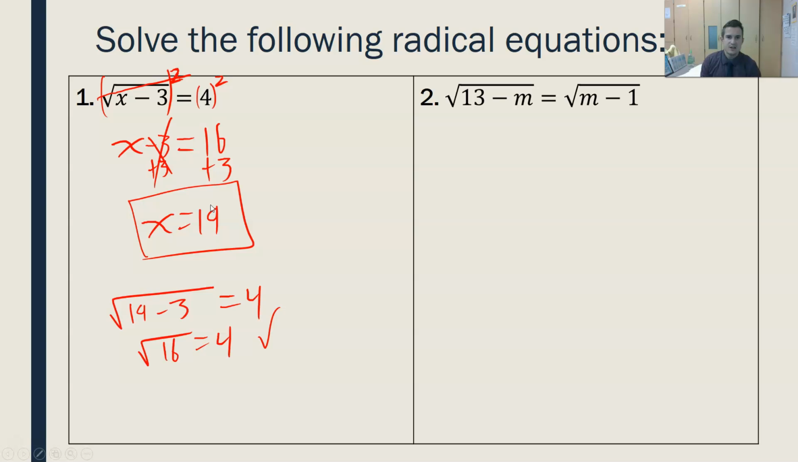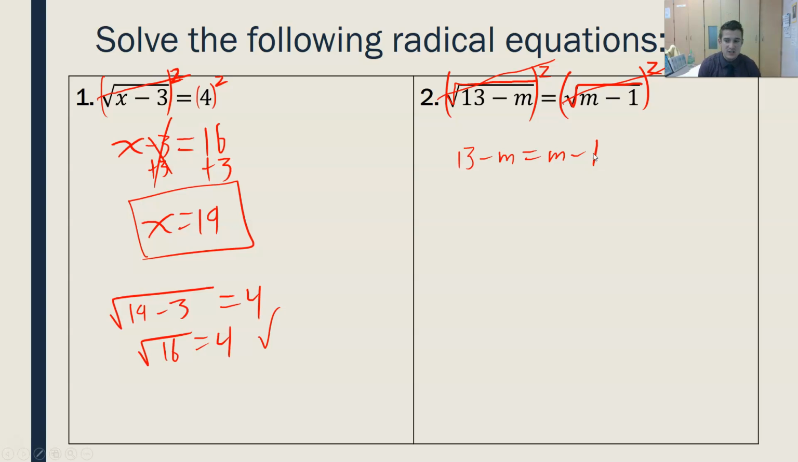Okay, let's look at number 2. I have the square root of 13 minus m equals the square root of m minus 1, sorry. So now I have a square root on both sides. How do I undo a square root again? With a square. I'm going to square both sides. I'm going to take both sides to an exponent of 2, because that will get rid of the square root on both sides, leaving me just with 13 minus m equals m minus 1.